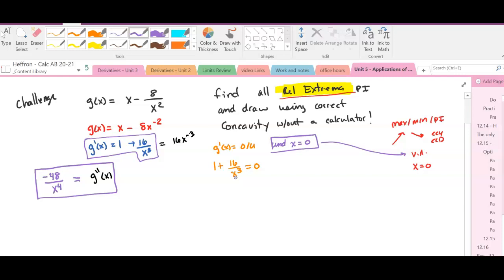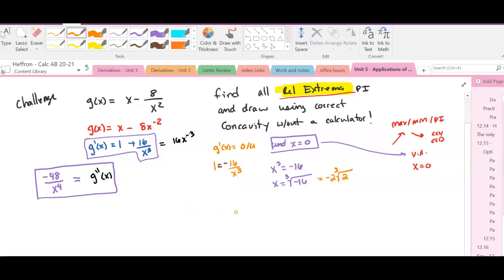So as I continue on here, subtracting 16 over x cubed will make it negative. So I'm just going to say, hey, this is equal to a negative 16 over x cubed. I'll cross multiply and get x cubed equal to negative 16. x equals the cube root of negative 16, which is also negative 2 the cube root of 2.